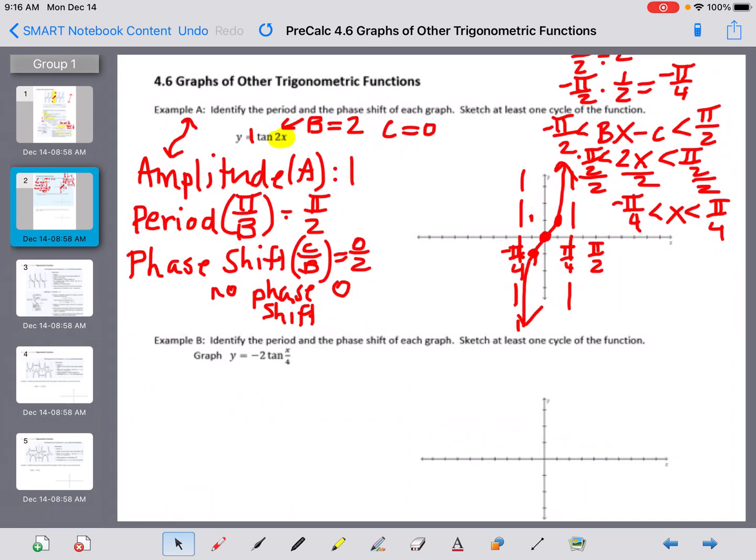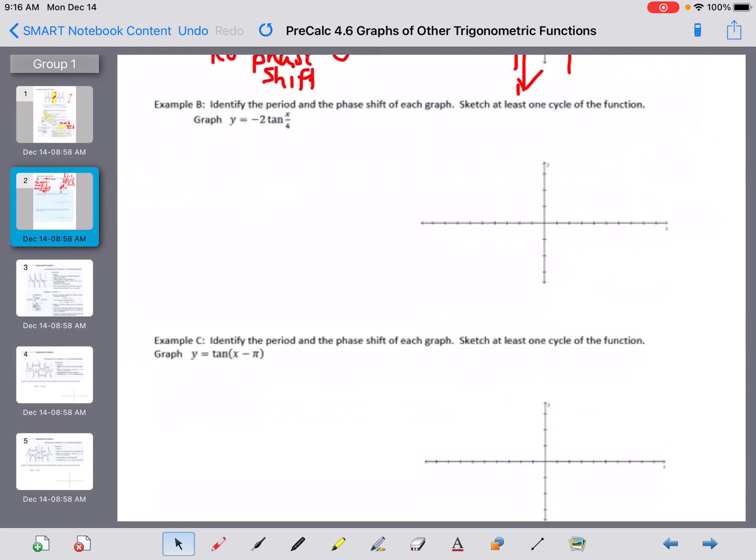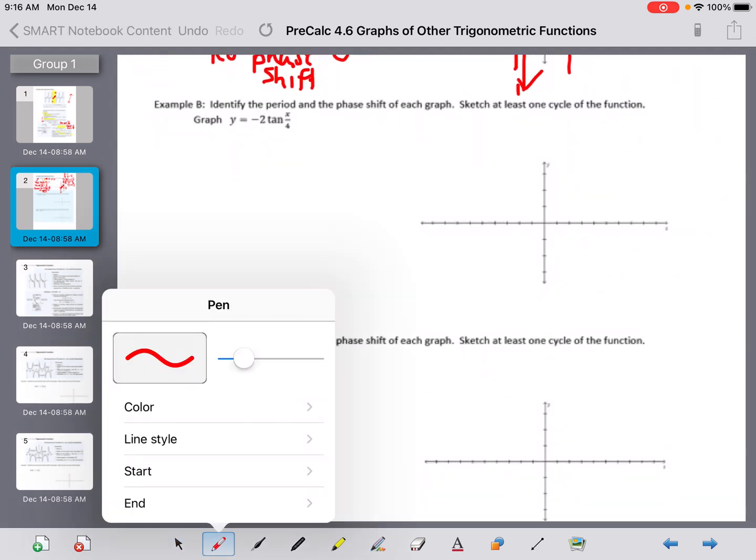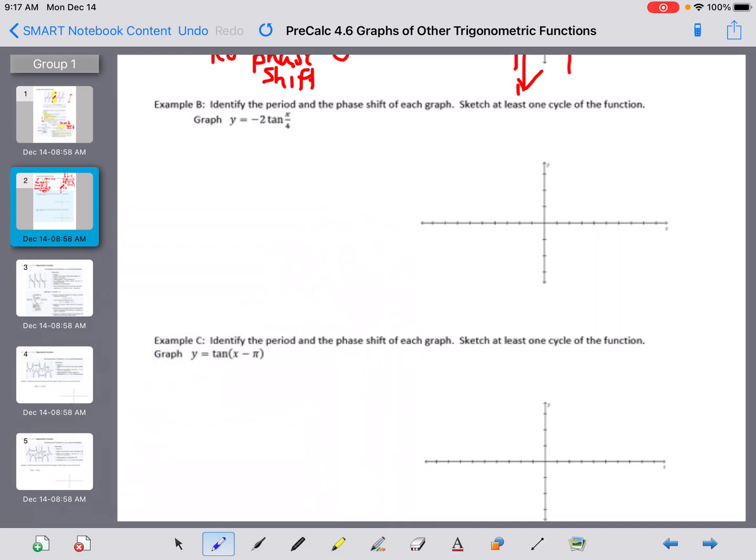Okay, so let's get our page to move here. Let's do another one. Again, a lot of these changes, remember, I'm kind of throwing more at you today than I did yesterday. We took it in a little smaller steps because we should be getting used to the A, the B, the C, and such from there. Okay. Graph y equals negative 2 tangent of x over 4.